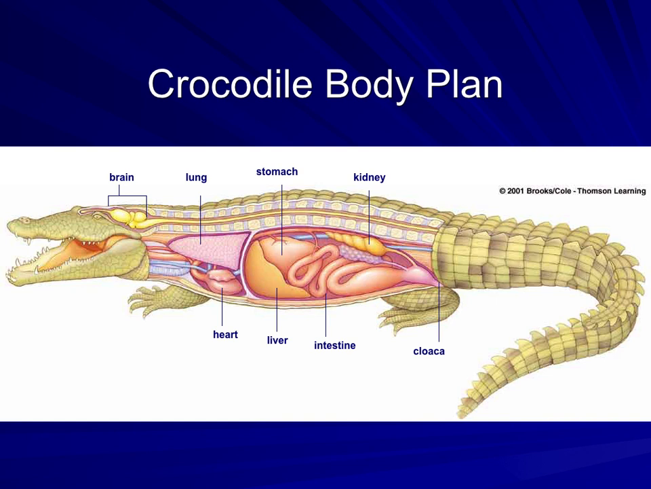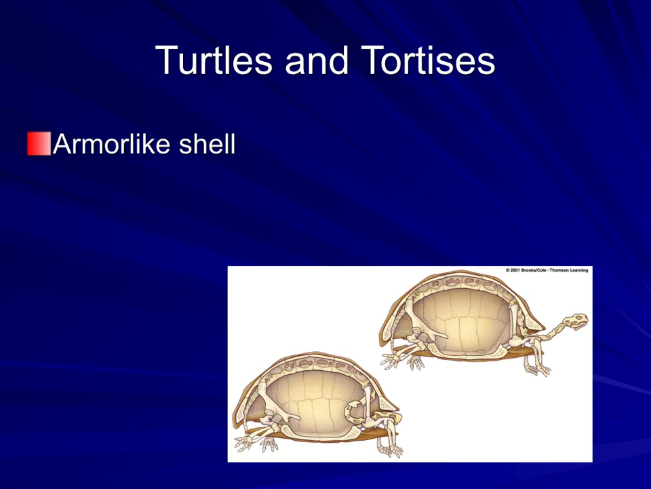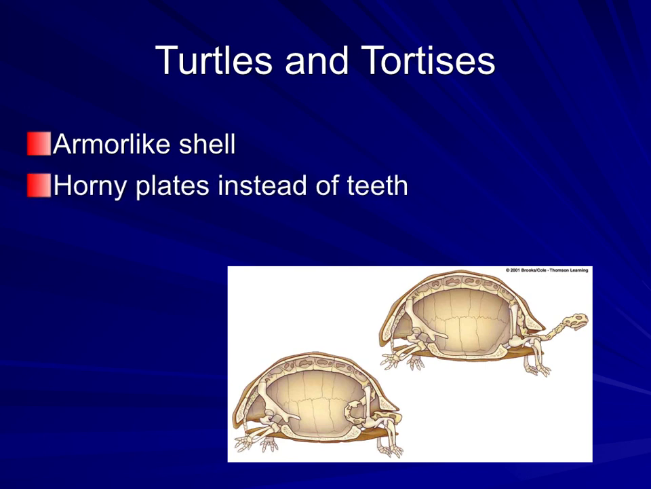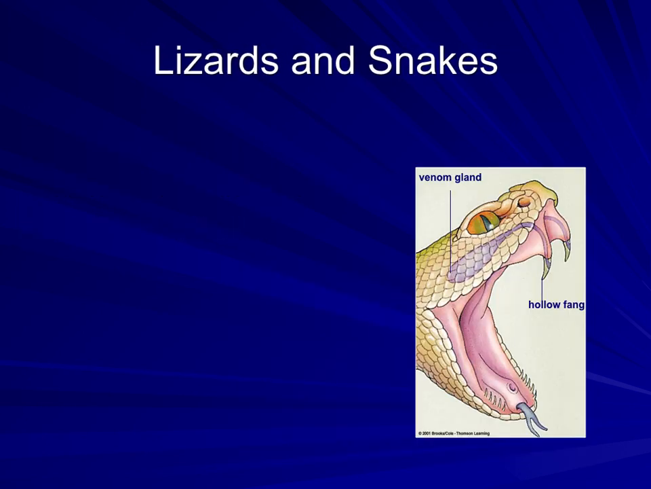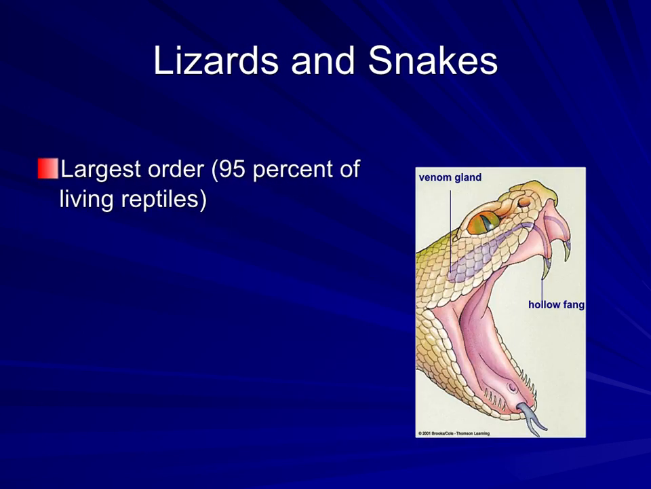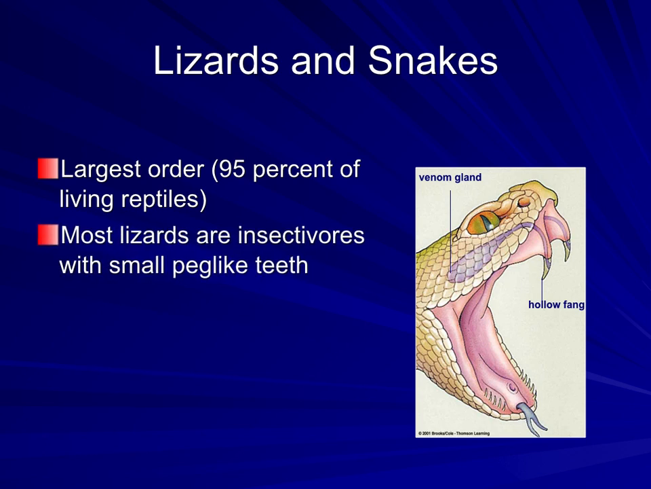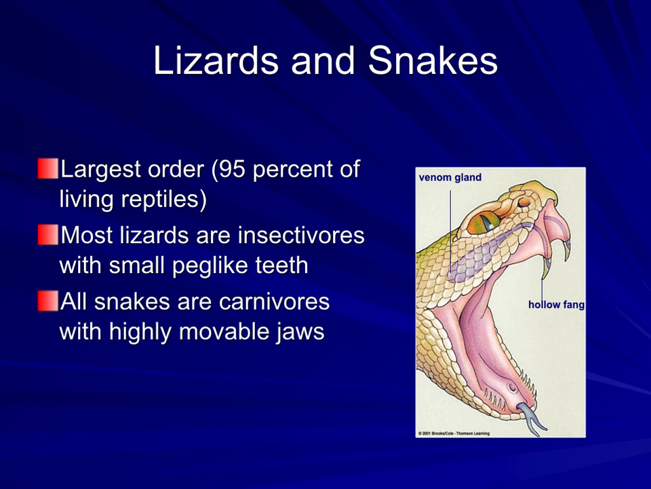We have the crocodile body plan right here. We have the turtle and tortoise body plan: an armor-like shell, horny plates instead of teeth, and they lay eggs on land. We have our lizards and snakes, 95% of living reptiles. Most lizards are insectivores with small peg-like teeth, and all snakes are carnivores with highly movable jaws.